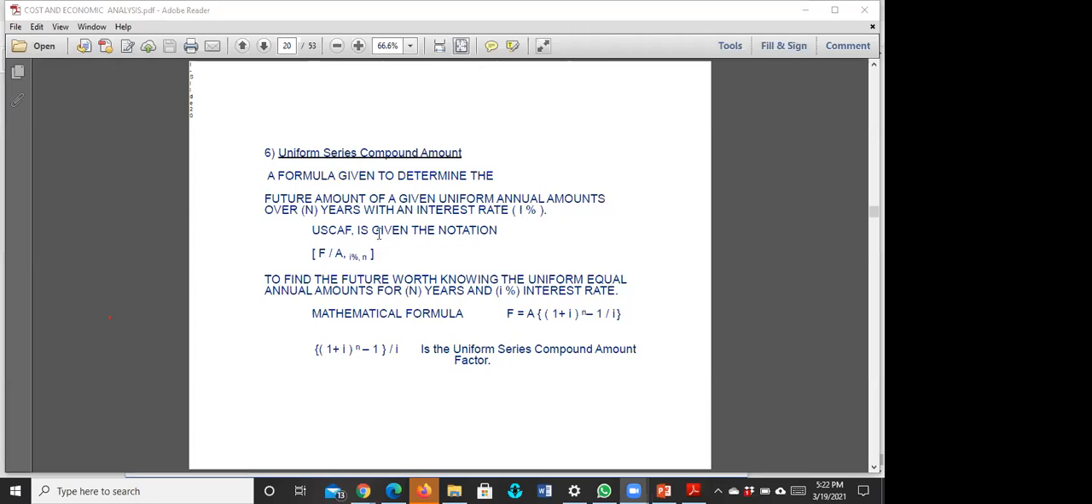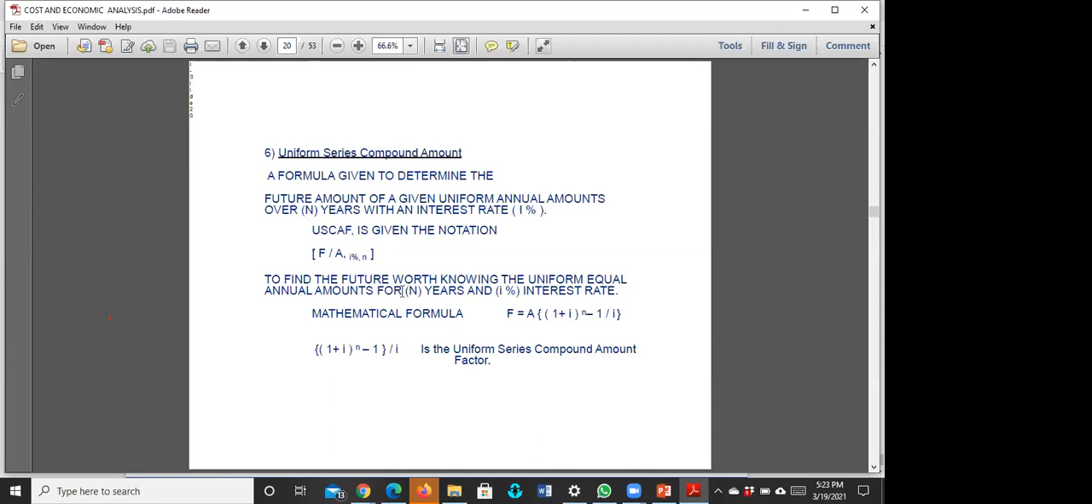So the next one, number six, which is the last one, is called the uniform series compound amount. Now, not all of these we're going to be using, but it's good that we include it and expose us to all of them. I think we'll just be using about three of them that has to do with economic analysis. But it's good that you have a broader knowledge of how to use them. So this one is to find the future amount, knowing the uniform annual amount.